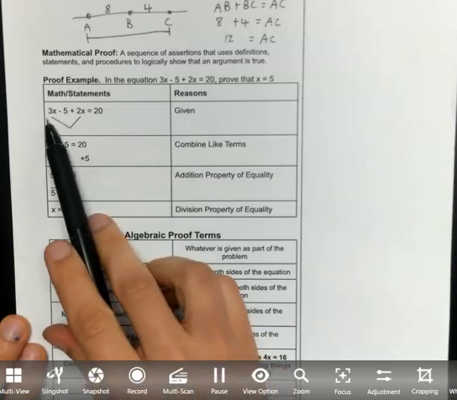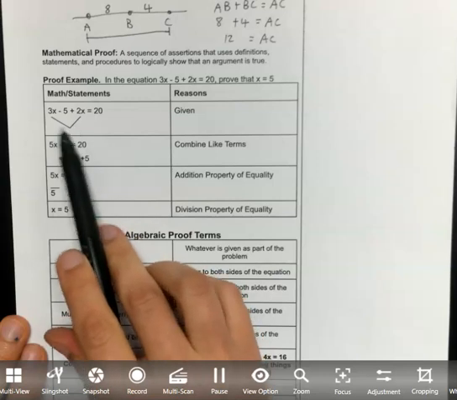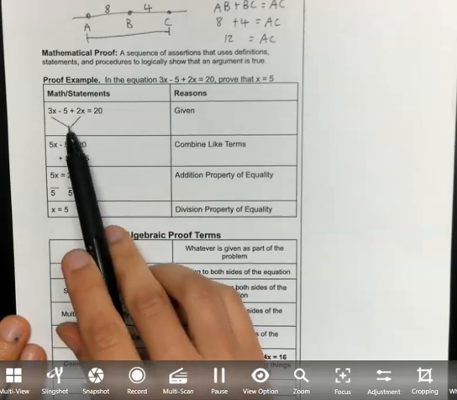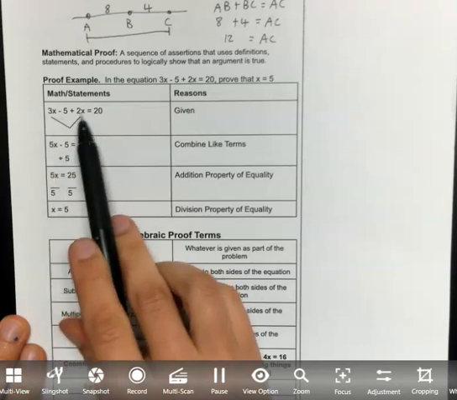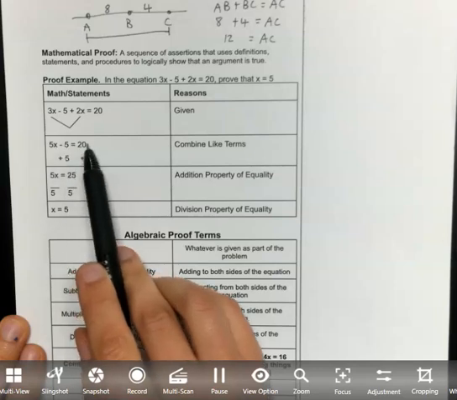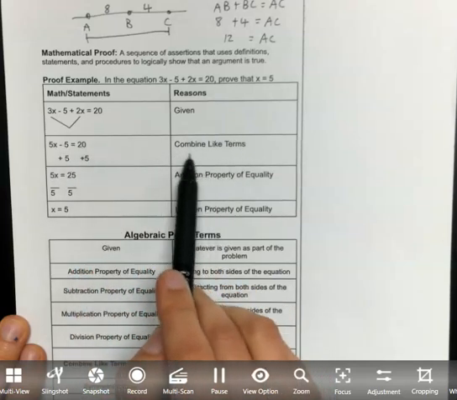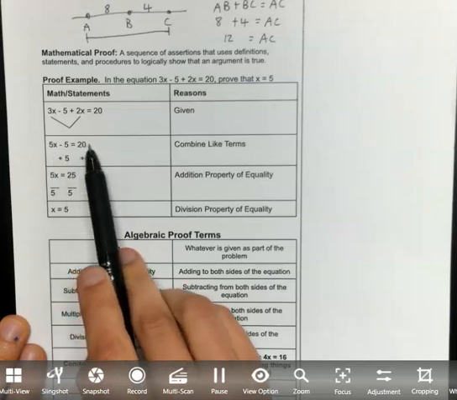So for example, if you take this problem and you want to solve it, you might say the first thing I want to do is combine these like terms. So you're going to go ahead and combine the terms: 3x plus 2x, that's 5x. And then you keep the rest the same, and you're going to say what I did is combine like terms.